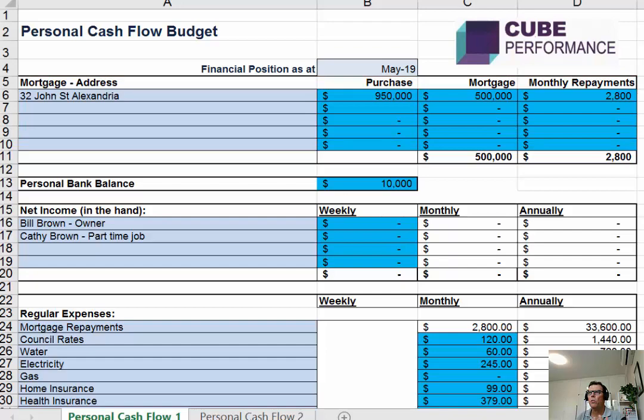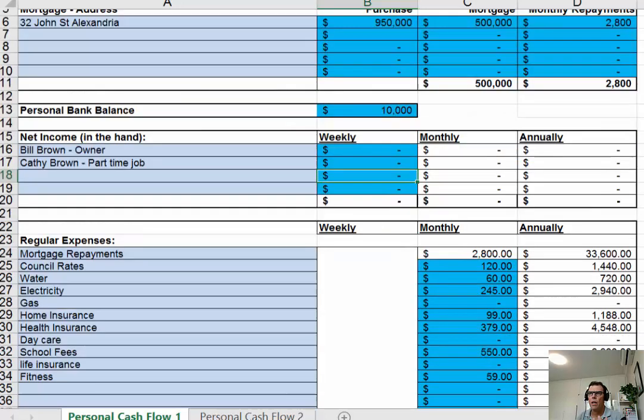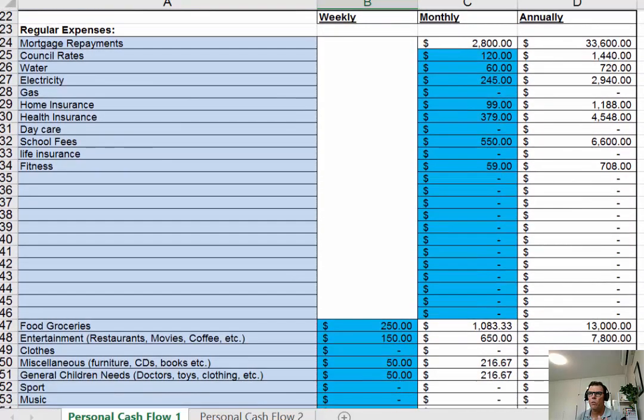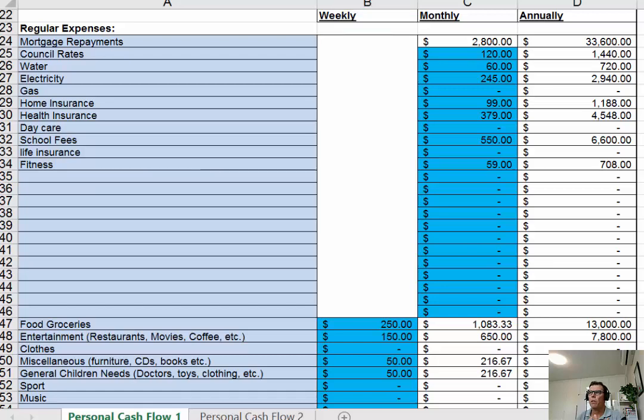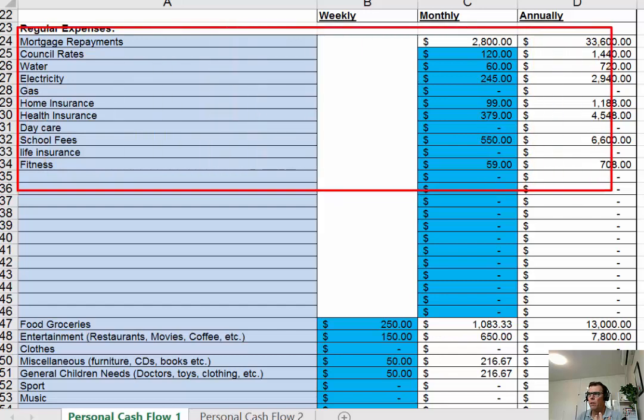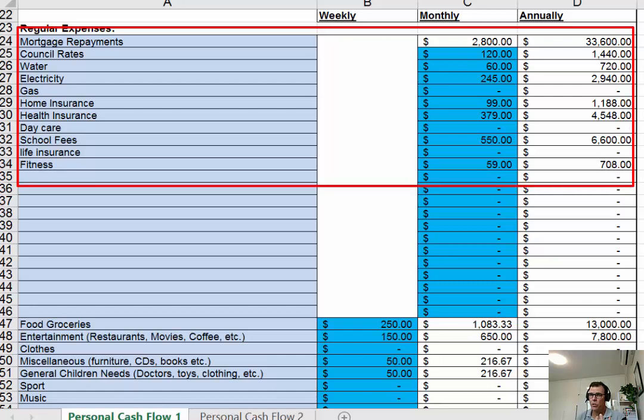The next thing to do is scroll down and have a look at some regular expenses. The first regular expenses are those that come out on a monthly basis. These can relate to your mortgage, council, water, insurances, school fees. So put them on a monthly basis. Whatever the monthly figure is, add it into the monthly column, and that will then calculate an annual amount.